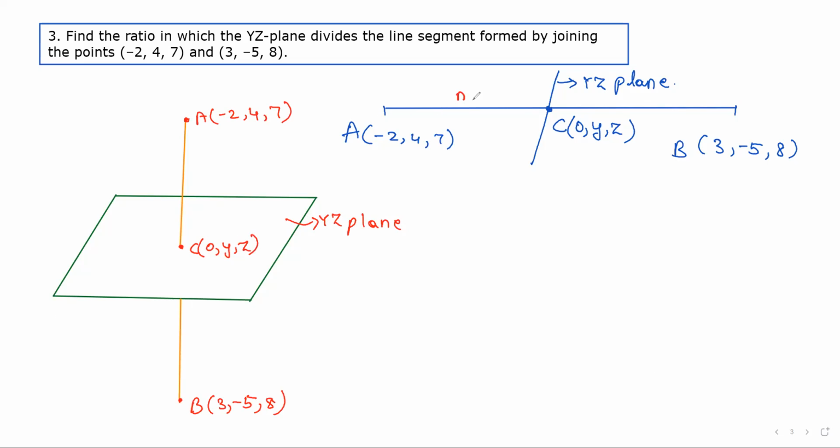Here, you are asked the ratio in which the plane cuts AB. So this is M is to N. M is the distance between A and C, so M is this distance. And N would be this distance from C to B. This is M, this is N. You're supposed to calculate M is to N, the ratio in which your YZ plane cuts or divides AB. So how will you calculate? We'll just apply the section formula over here, the bisection formula.